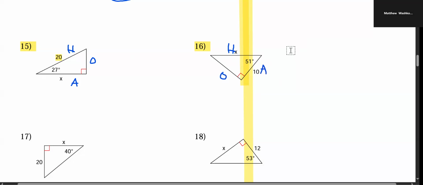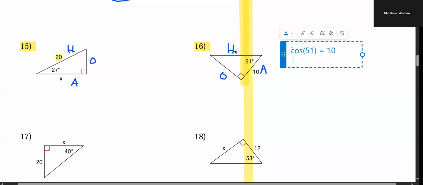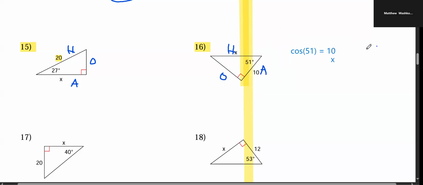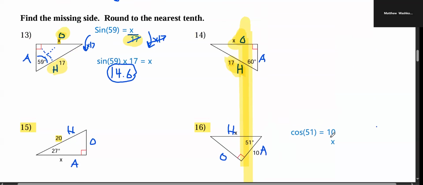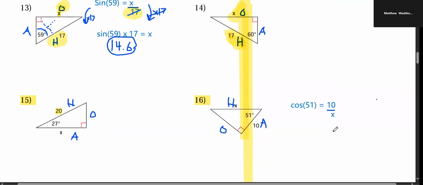It'd be cosine, CAH. So cosine of 51 is equal to adjacent, which is 10, over the missing side, which is x. The difference between these two equations, yes, this one uses cosine, this one uses sine, but it is the same thing in a sense. The main difference is the location of the thing I'm trying to find, x. Over here, it's on the top of the fraction. For question 16, it's on the bottom of the fraction.